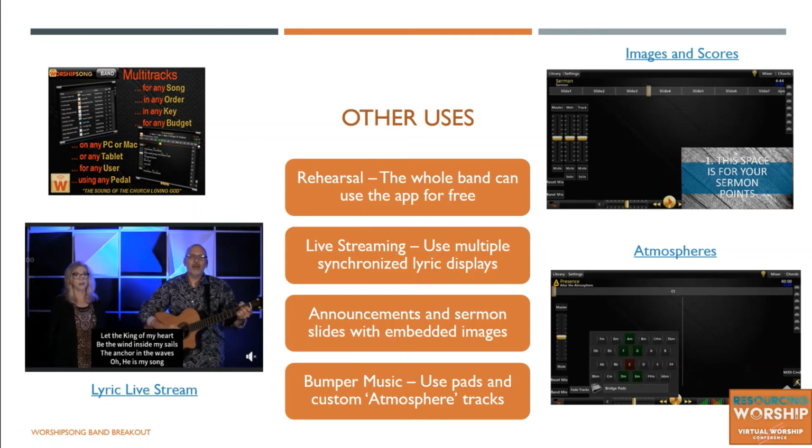Announcements and sermon slides: there's a way to embed images inside the song, so you can use it for sermons. You can use it for different things. You can do bumper music. And then there are these things called atmospheres, which are tracks that can run for 60 minutes and play in any key and loop back on themselves. So there's a lot of little, I don't want to say niche things, just stuff we've put in over the years that will help you if you really get into it.